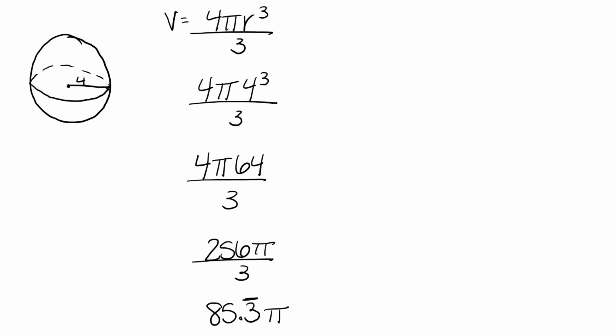Don't round it yet. We're going to multiply 85.3 repeating by pi using the fraction 22 over 7 as per the directions. And we end up with 268.19047, on and on. Rounding to the nearest tenth means we're looking at the 1, and the 9 tells us to round up, meaning our answer is 268.2.